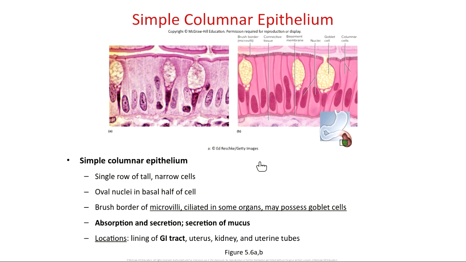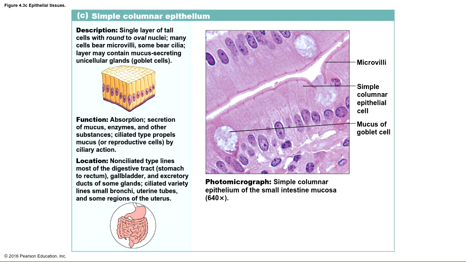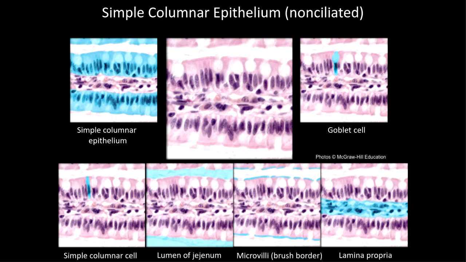Simple columnar, some pictures. Notice your cells here secreting mucus. Again, all this is repetitive, just going through functions and locations for all these. Same thing, simple columnar. Just more pictures of simple columnar. What's highlighted in blue is the tissue. This one here is showing a little goblet cell.